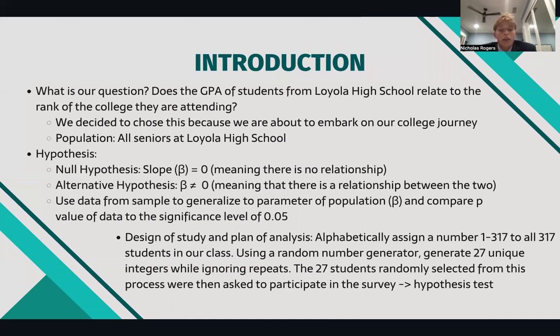We wanted to generalize this simple random sample that we performed on 27 students to the entire population of students at our school. After we perform the test, we will compare the p-value that we got to the significance level of 0.05 to determine the correct conclusion about the relationship. The design of the study is briefly described at the bottom, but Brady will provide more information about how we performed the sample in the next slide.